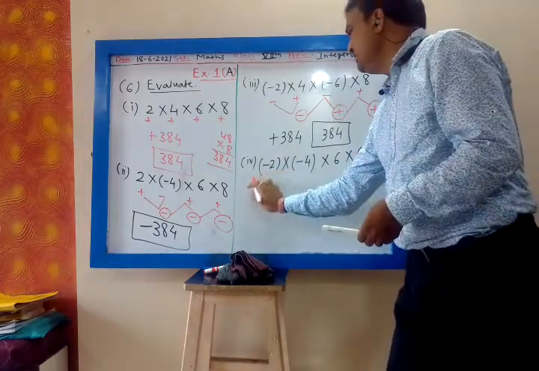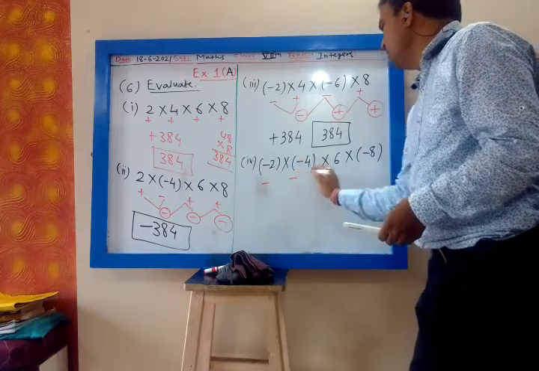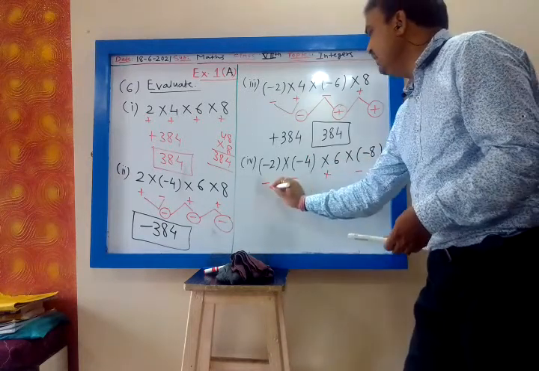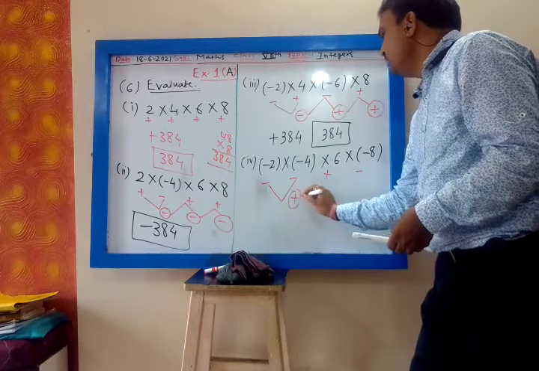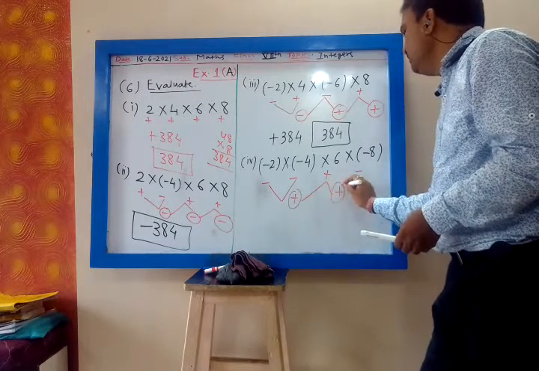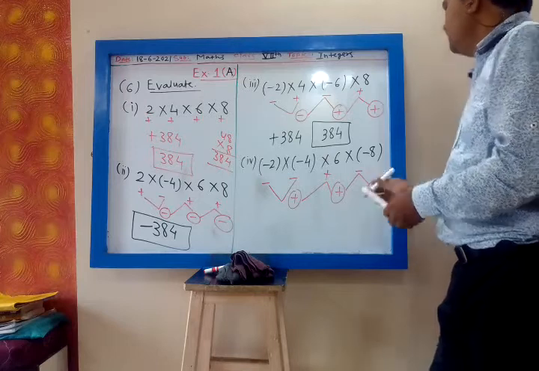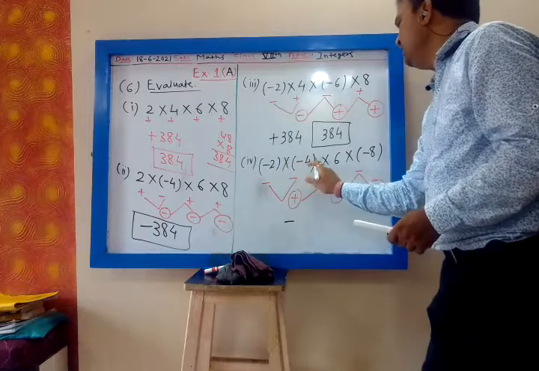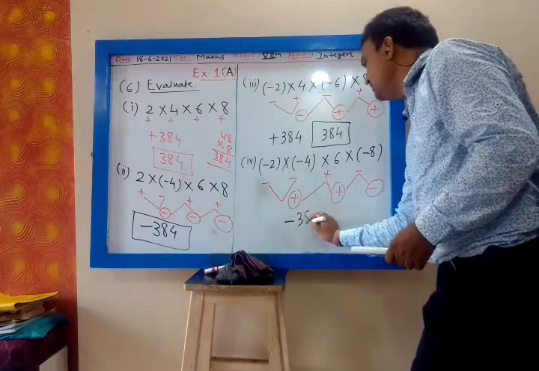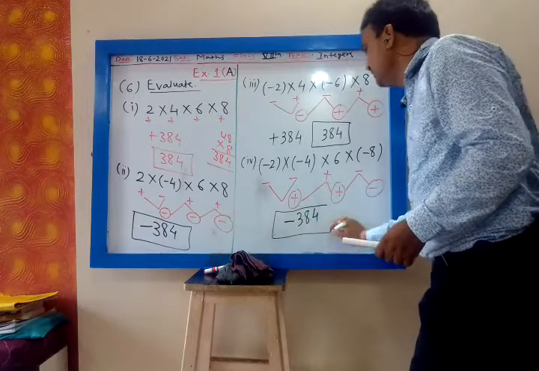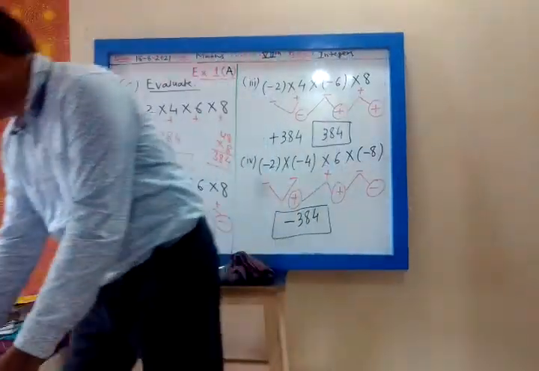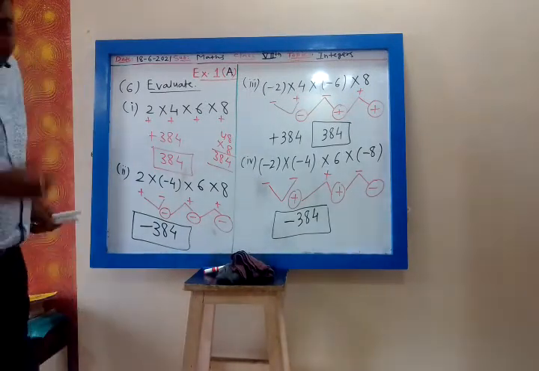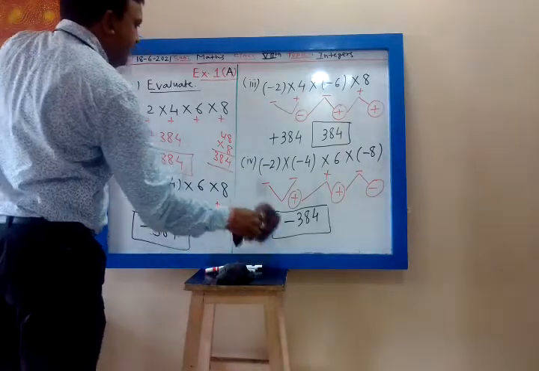What is the sign of this? Minus. What is the sign of this? Minus. What is the sign of 6? Plus. What is the sign of 8? Minus. Let us multiply. Minus into minus, plus. Plus into plus, plus. Then plus into minus, minus. So the final answer will be minus. 2 4s are 8, 8 6s are 48, 48 8s are 384. The answer is minus 384. Write this. Correct. Then next is minus 2 into minus 4 into minus 6 into minus 8.